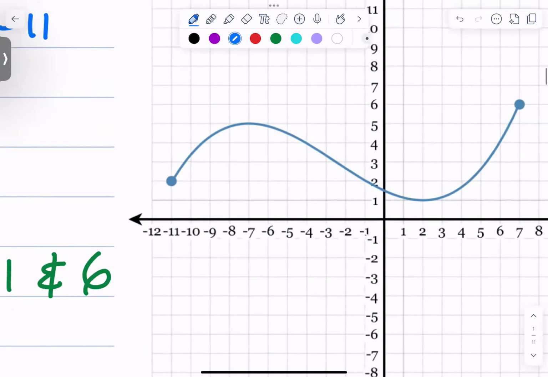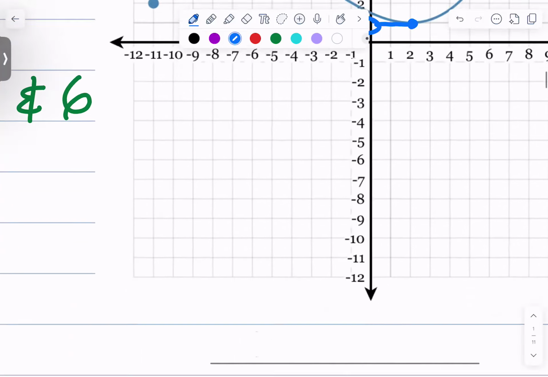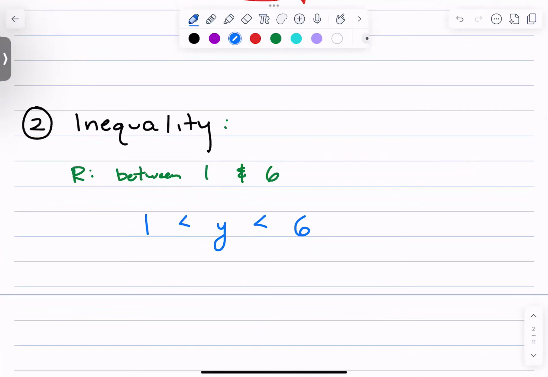So here, 1 and 6, am I correct? Looking at 1 and 6 on my y values, is 1 and 6 included or is it excluded? Included, right? Because the value of 1 is right here. The value of 6 is right there. Yeah? And they're both included with my range, correct? So if it's included, it must be that it's less than or equal to. Okay, not just less than. Because it can equal 1 and 6.